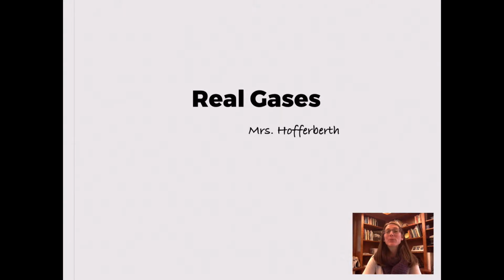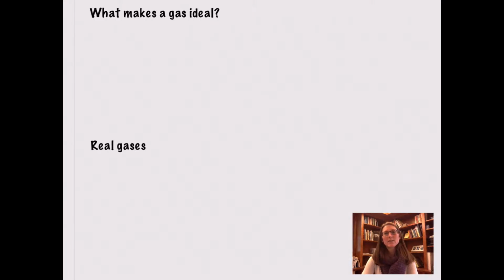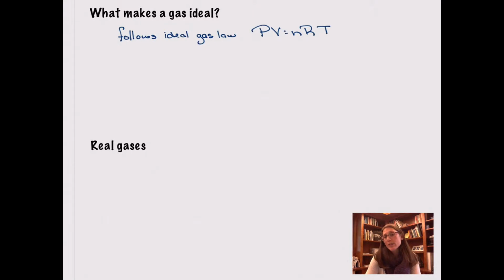Everybody, let's talk about real gases. We've been talking a lot about ideal gases, and I guess we have to ask the question, what makes a gas ideal? Well, what makes a gas ideal is that it follows the ideal gas law. And so the pressure times the volume is equal to the moles times the constant times the temperature.